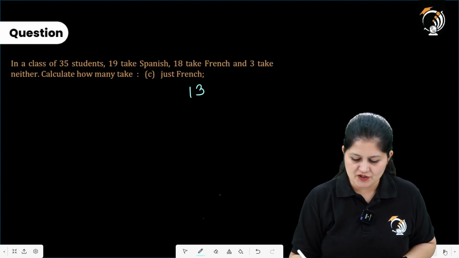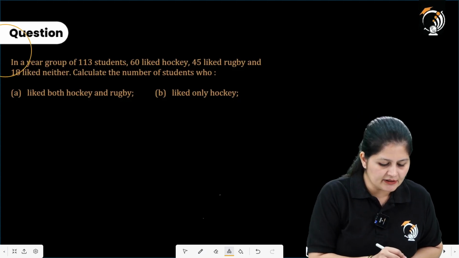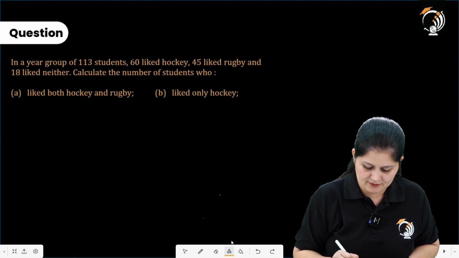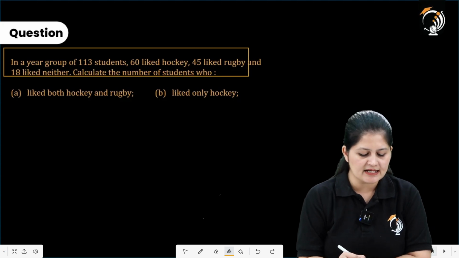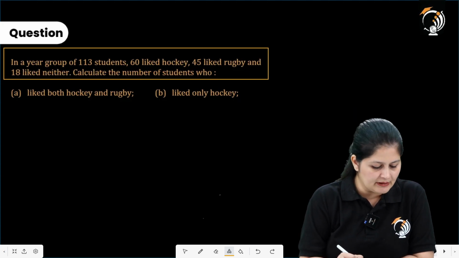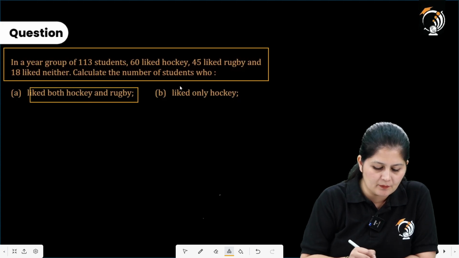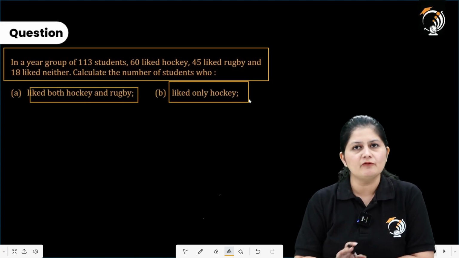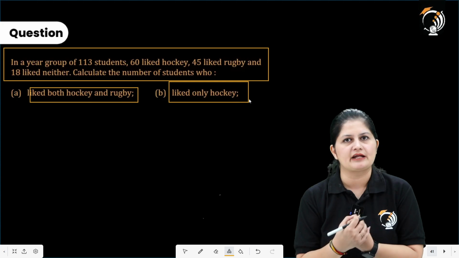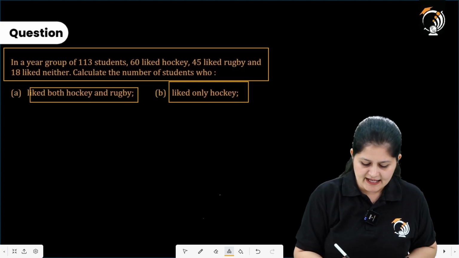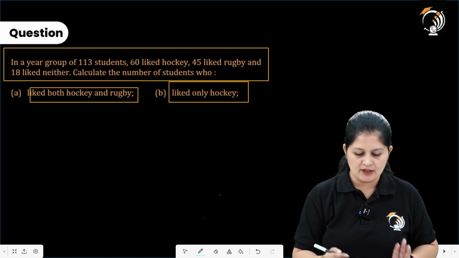Moving to the next question, which says, in a year group of 113 students, 60 liked hockey, 45 liked rugby and 18 liked neither. Calculate the number of students who liked both hockey and rugby and liked only hockey. Again, we are going to solve this using the Venn diagram. In this question, we are going to use a different approach. We will be solving this question with 2 methods for your understanding.